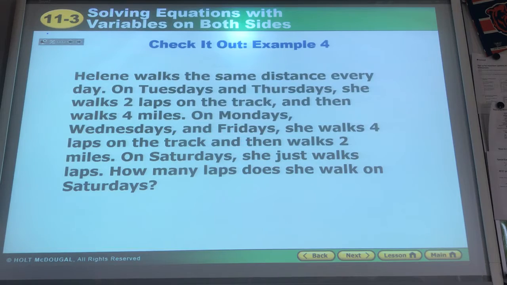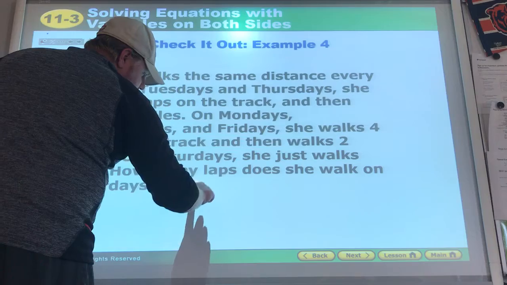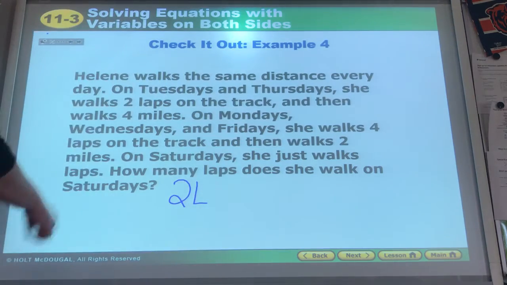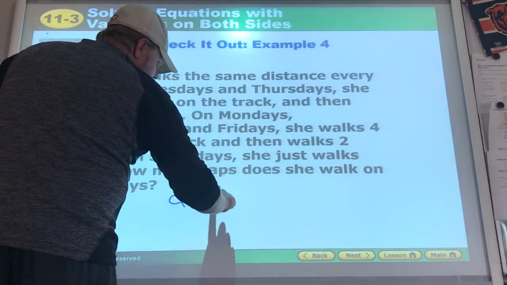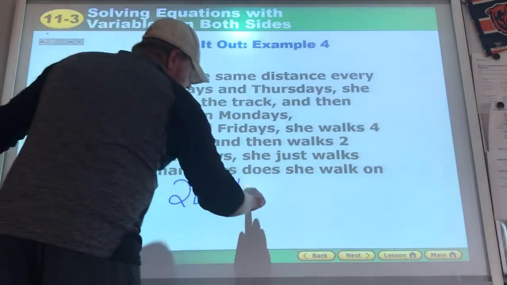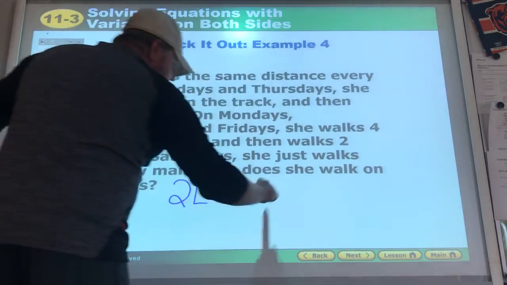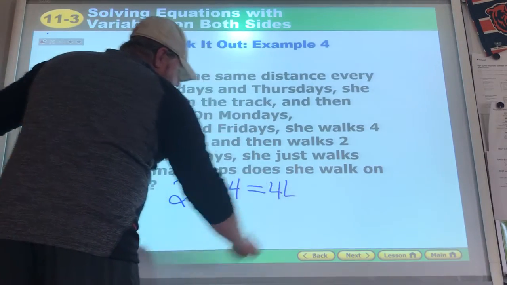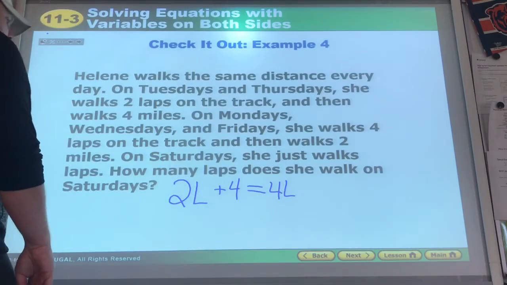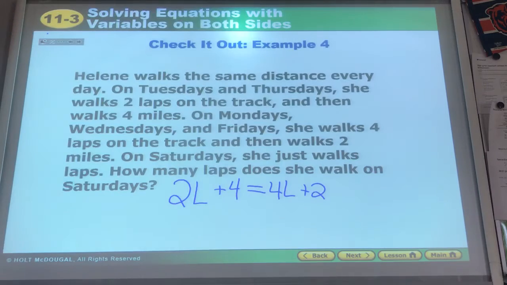So she walks 2 laps. And when I use L's, I use capital L. So 2 L's. And then she walks 4 miles. Okay? And on Monday, Wednesdays, and Fridays, she walks 4 L's. And she just walks 2 miles. Now, some of you may already have got to the answer. If you did, you're math people. Congratulations. But for the rest of us, let's walk through it.